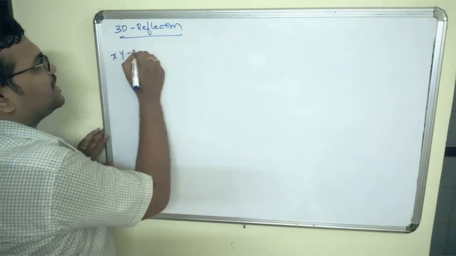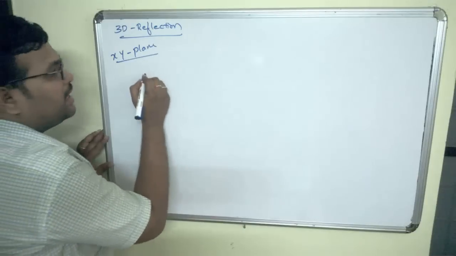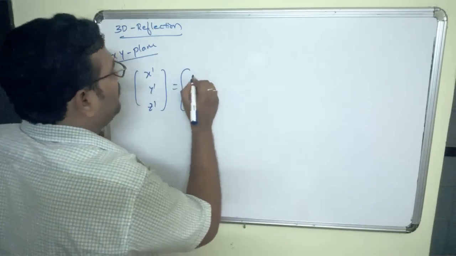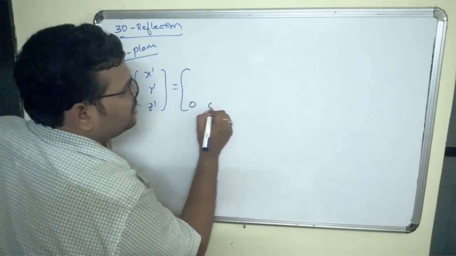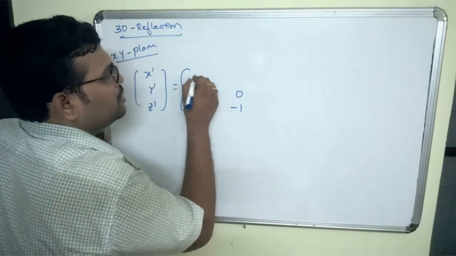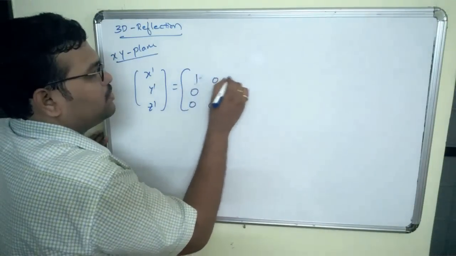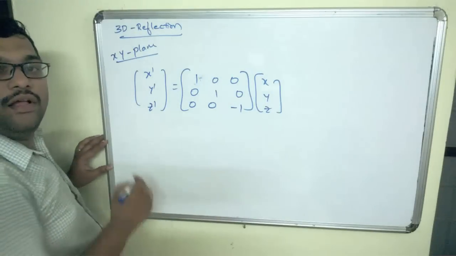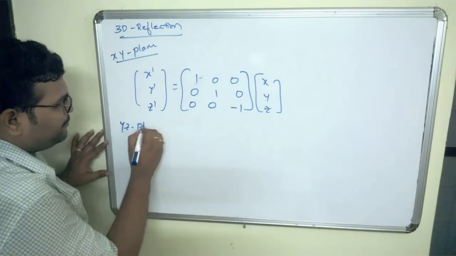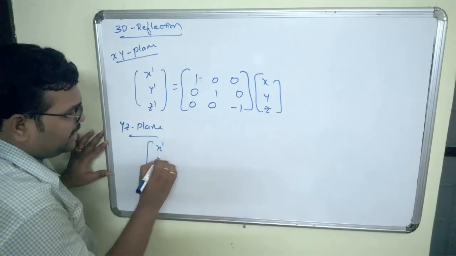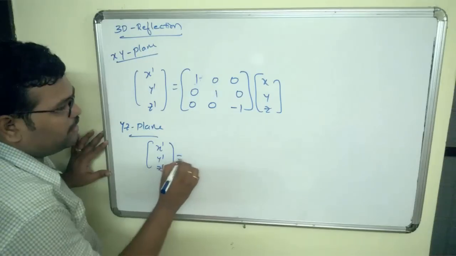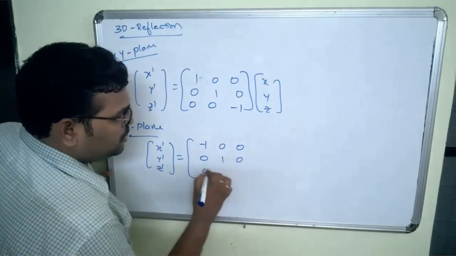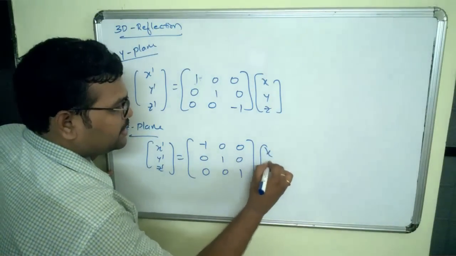So reflection in xy plane is x dash, y dash, z dash is equal to, write the formula here, xy plane, so z will be negative: 1 0 0, 0 1 0, 0 0 minus 1, into x y z. And for yz plane, x dash, y dash, z dash is equal to, here yz plane, so x will be negative: minus 1 0 0, 0 1 0, 0 0 1, into x y z.